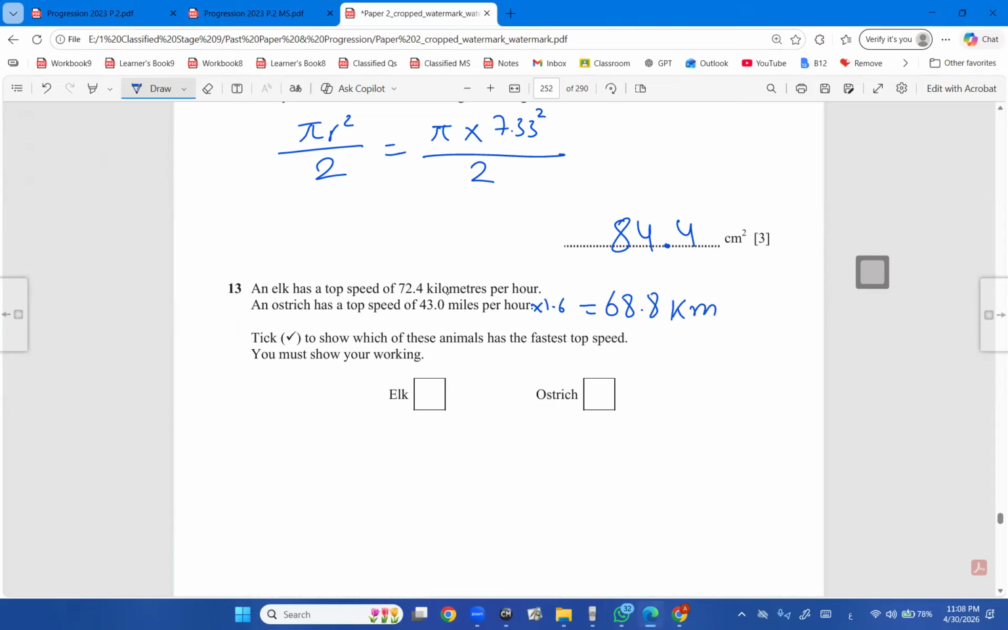kilometers. So which one has the fastest top speed? You're going to find that the one that has the fastest top speed is the elk, showing this here, 43 miles by 1.6 equals 68.8 kilometers. So definitely the elk has a top speed that is faster per hour.